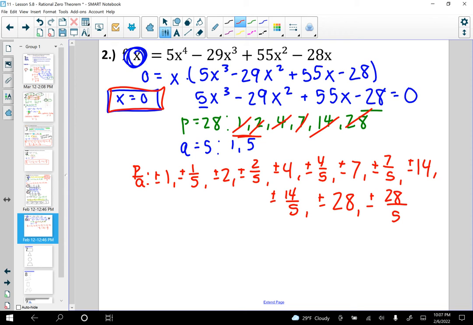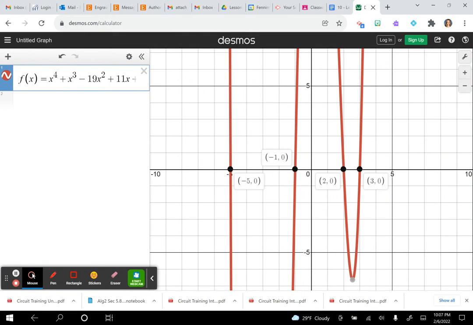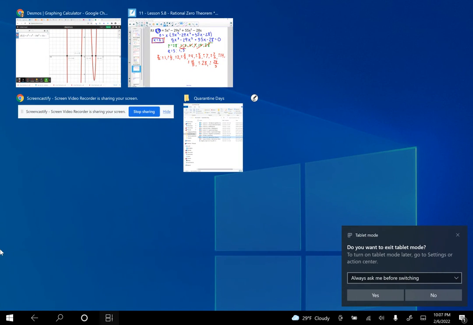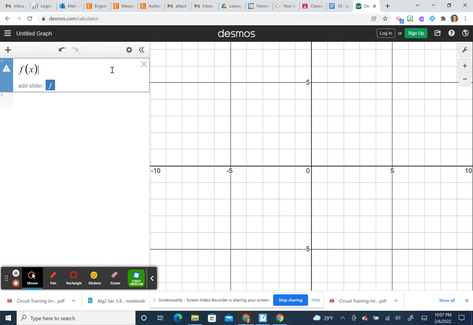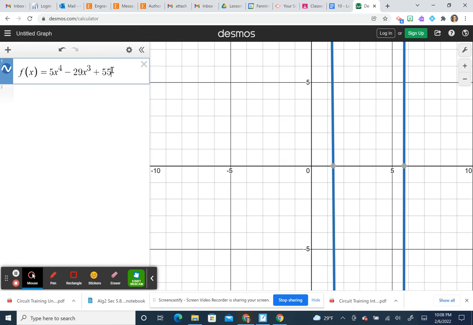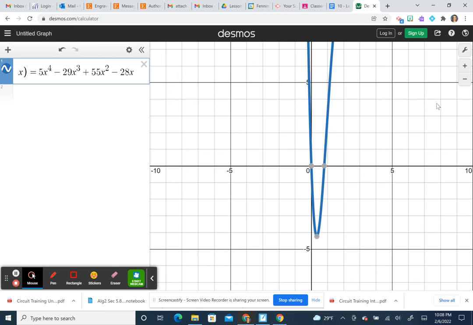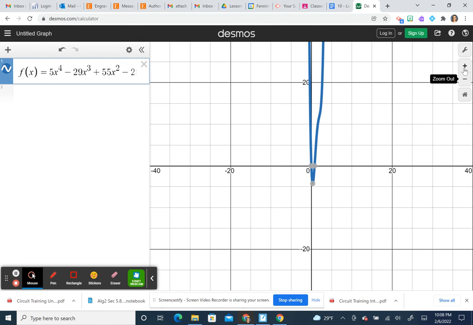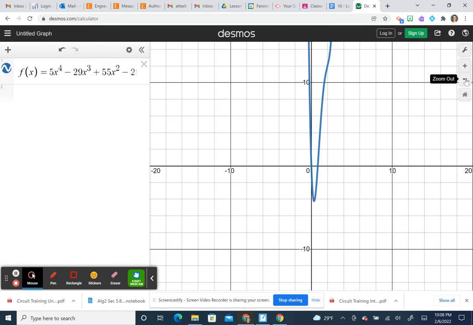So I want to go back to that. Okay, here's my new one. Typing in the whole original function. Okay, so yeah, you might have to zoom out a little bit. What's kind of going on here? Look at the end behavior too. All this stuff we've been talking about is a degree 4, positive leading coefficient. Look, my ends are going up.